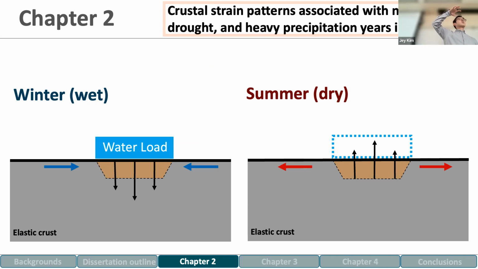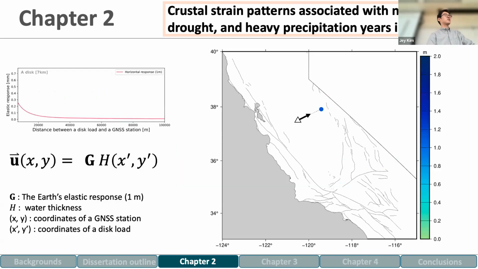So when you add a lot of water on the surface during the wet season, which is winter, your elastic crust should subside. At the same time, horizontally, it's moving toward the center of the load. But during the drier season, which is summer, you're losing a lot of surface water because of the precipitation pattern, then your crust is rebounding back and horizontally it's moving away. So that's the qualitative description, but we want to quantify this.